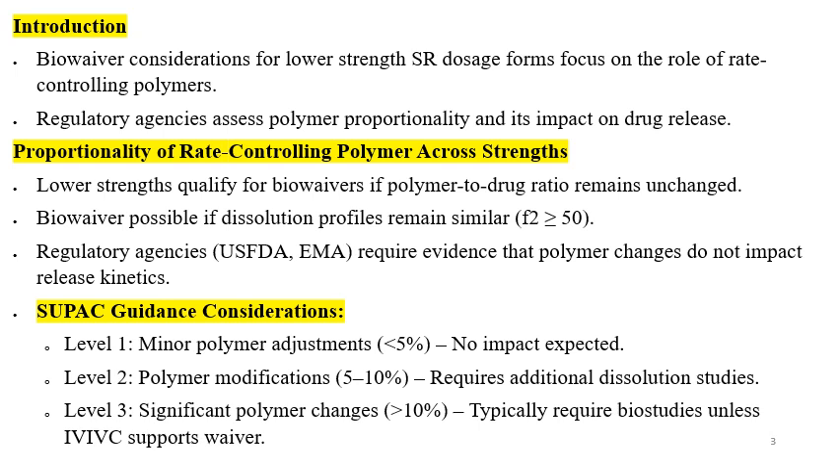Significant polymer changes come under level 3, where the polymer level change is more than 10%, and this requires the bioequivalence studies to support the biowaiver for the lower strengths, and also IVIVC is required.